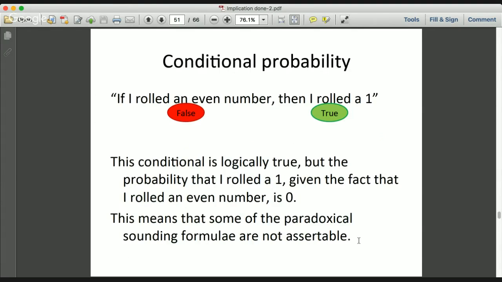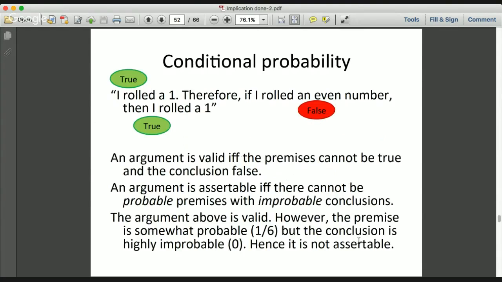Assertable meaning something like you shouldn't say it. Right? It might technically be logically true, but it's like saying something like I don't believe that I exist, or something. It's like it's not really assertable. It doesn't really mean something correct to say that. You have to believe that you exist, and in the same sense, he's saying you can't assert properly, if I rolled an even number, then I rolled a 1, and this is why, because the probability of rolling an even number, given that you rolled a 1, is 0, or at least not high.